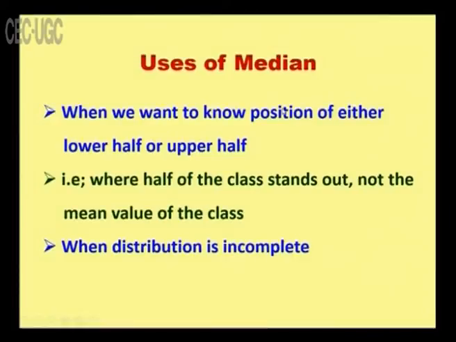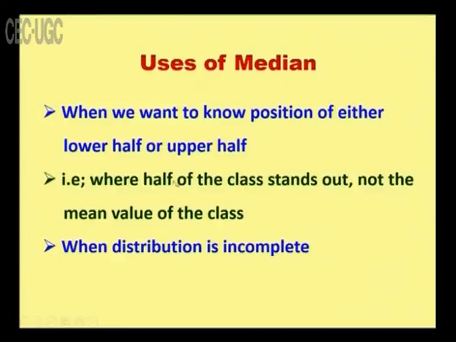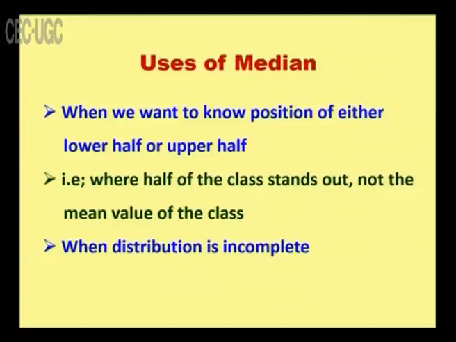And now let us discuss what the uses of median are. When we want to know the position of either the lower half or upper half, that means if we want to know which central value is dividing the data set into two equal parts, lower and upper, then we can go for the median. And where half of the class stands out, not the mean value of the class, here we are not calculating the mean. The mean value is something else. But here in the data set, it is the middle value. That means exactly the number of items standing on the left hand side and on the right hand side, that means below and above, are equal, and therefore it is dividing the data set into half, that is all.